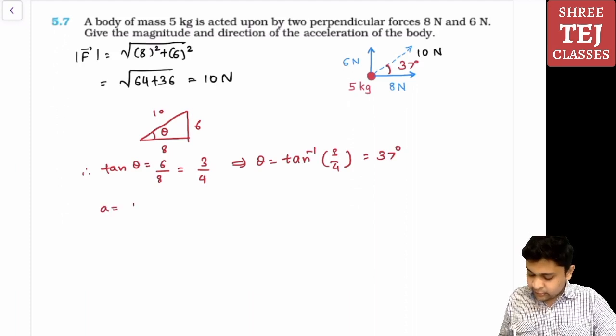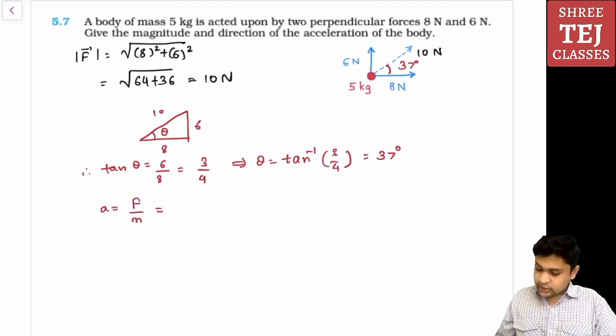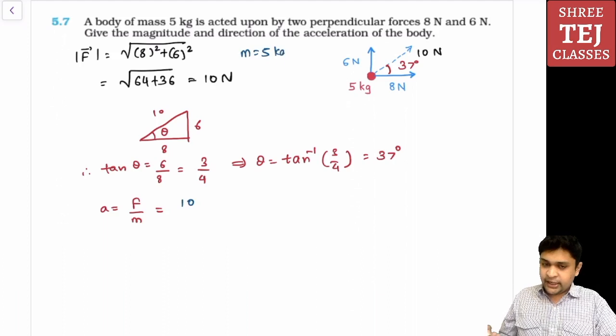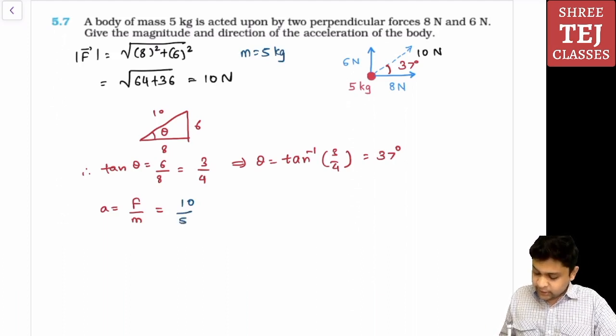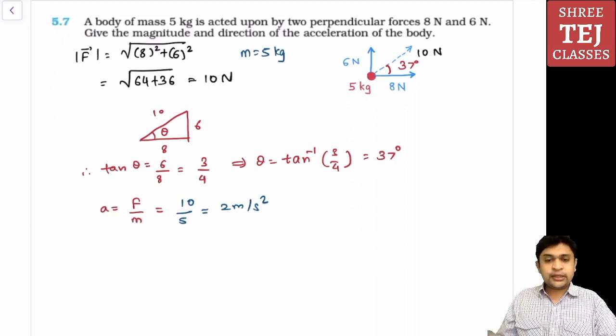Acceleration would be force upon mass, so force is 10 Newton, mass m given is 5 kg. So it will be 10 upon 5, which will be 2 meter per second square. So acceleration would also be in the same direction as the force, and its magnitude would be 2 meter per second square.